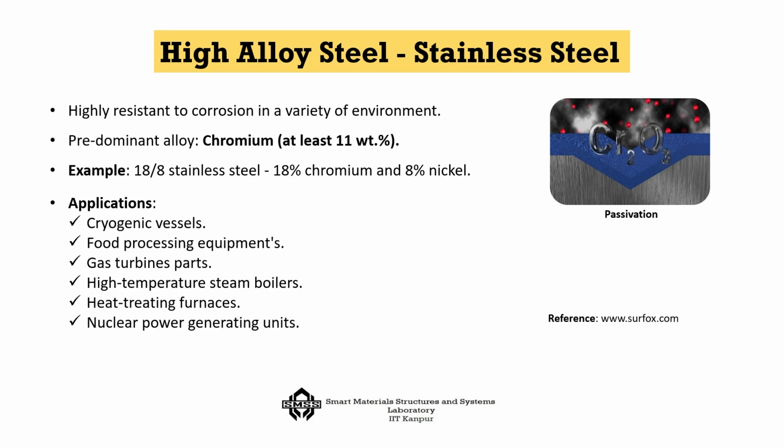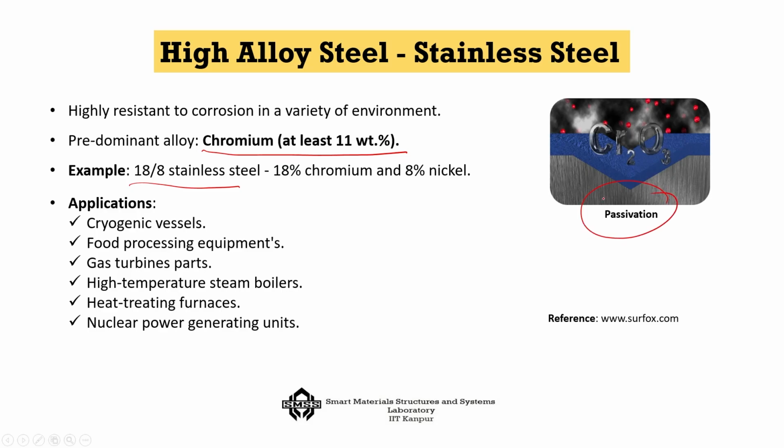The condition is you have to use chromium at least 11 weight%. So, there are steels like 18-8 stainless steel which has 18% chromium and 8% nickel, and this will have applications for cryogenic vessels, for food processing, gas turbine parts, high temperature steam boilers, heat treating furnaces and nuclear power generating units.